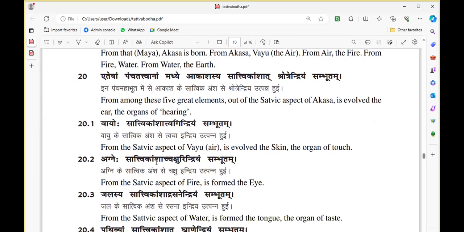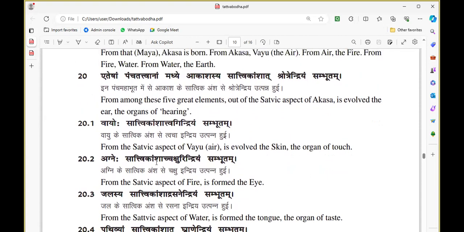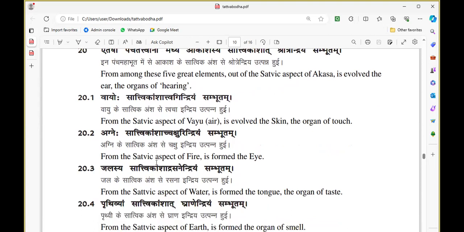Then the next one, from Vayu to Teja, Agni. Then Agni, 21.2, he says, Sattvika Angshat, Chakshu Indriyam Sambhutam. From the fire, from the Teja, its Sattvika part. All the Gyanendriyas, we said, come from the Sattvika part of the Panchamahabhuta. So from Teja, Agni's Sattvika part, the Chakshu Indriya, another Gyanendriya, has been formed.